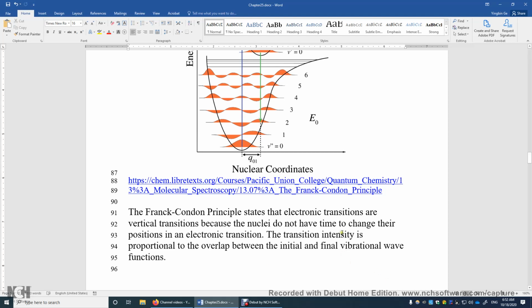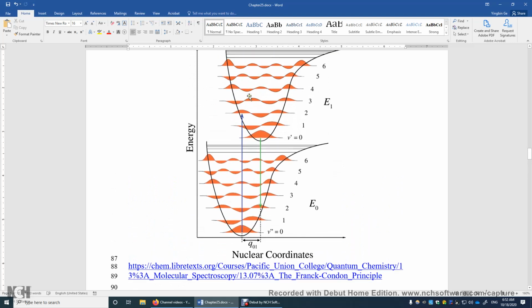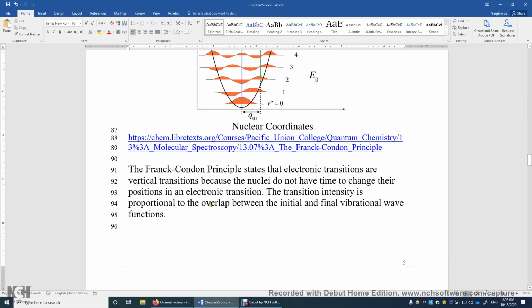The transition intensity is proportional to the overlap between the initial and final vibrational wave functions. So the overlap between this peak and this peak is very important. But this is not very accurate. I need to change it to the squared modulus of the overlap between the initial and final vibrational wave functions.